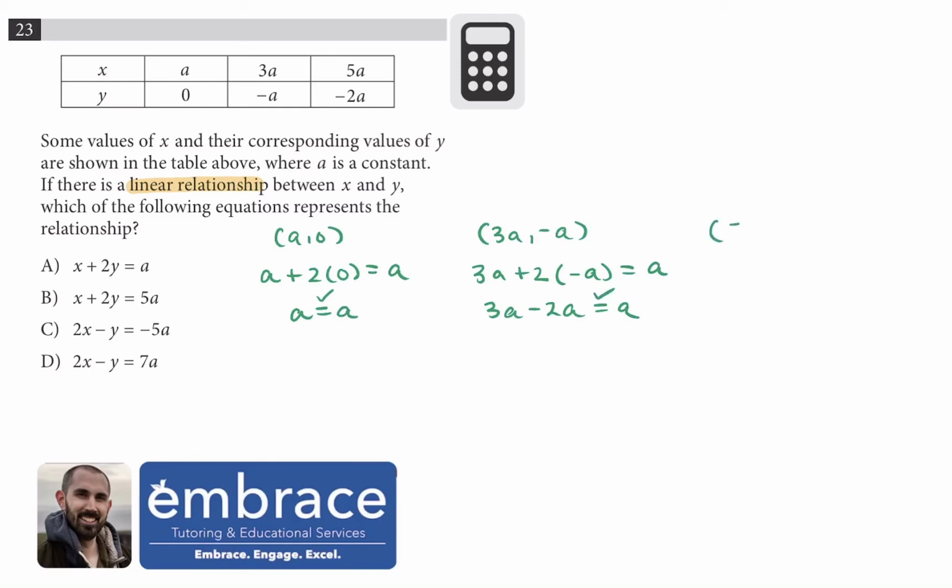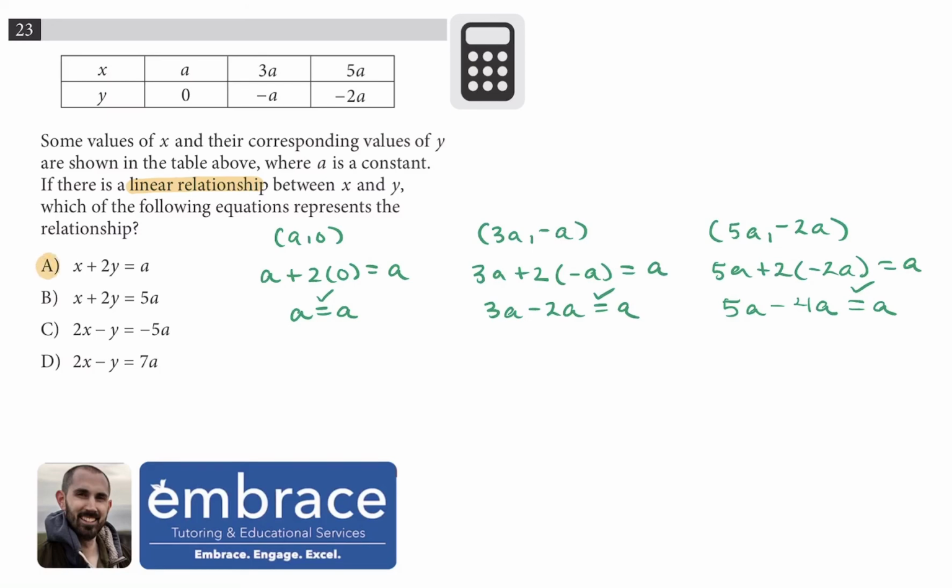And the last column, we have the point 5a, negative 2a. All right, and we're plugging x in as 5a. So 5a plus 2 times negative 2a equals a. Let's see if that's true. So that's 5a minus 4a equals a. That is also true. So it looks like we got lucky and our first answer choice happened to be our answer here.